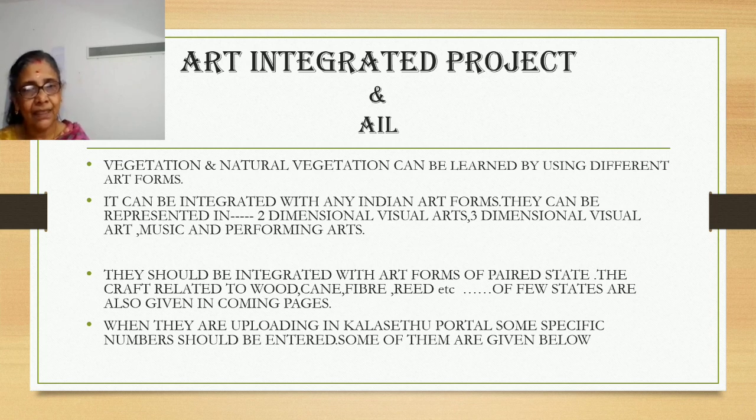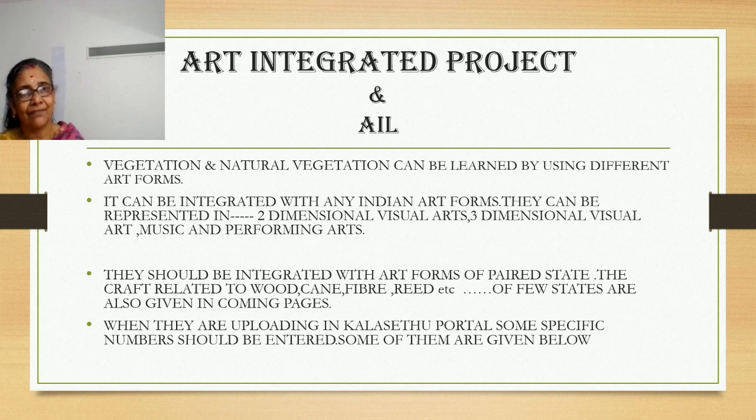Here, in order to learn a particular concept, I have taken vegetation and natural vegetation. In this vegetation, everything will be included. That is a normal type of vegetation and a natural vegetation, and it can be learned through different art forms. It can be integrated with any Indian art form, and it can be represented in two dimensional visual art or three dimensional visual art, music and performing arts. So this topic, that is vegetation or natural vegetation.